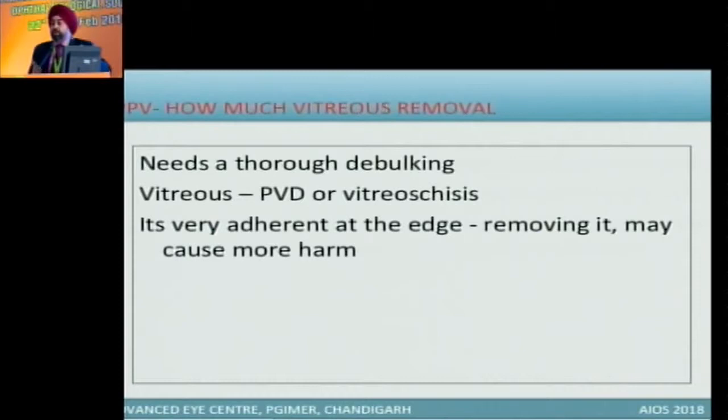Remove it towards the end and then do thorough shave debulking. Debulking is very important in these patients. So don't go for overkill here because it's going to harm the patients.